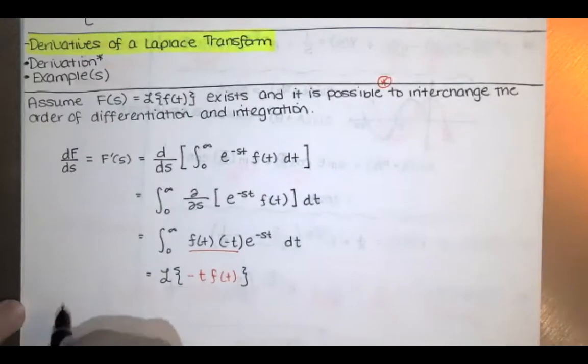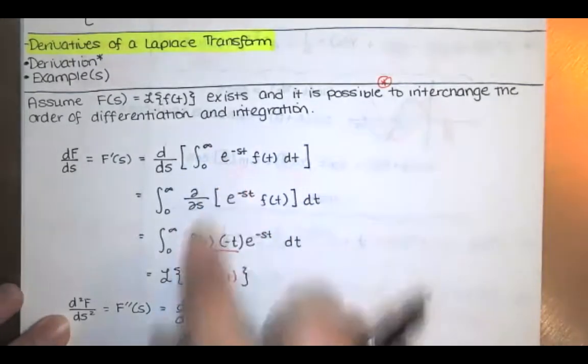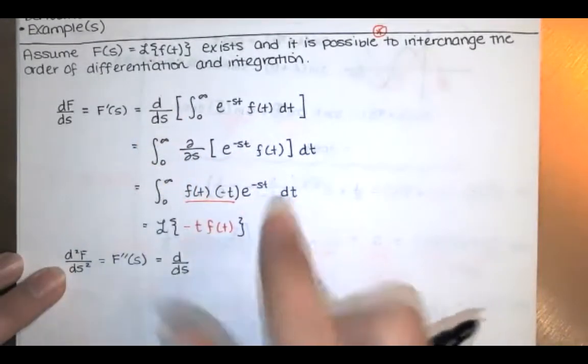Now let's see what would happen if we took the derivative again. So that's going to be the derivative with respect to s of the first derivative of this with respect to s. So the first derivative of that with respect to s was this expression.